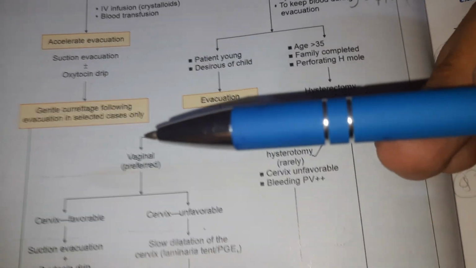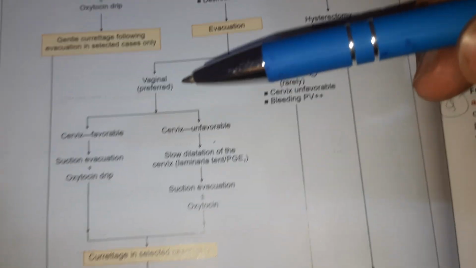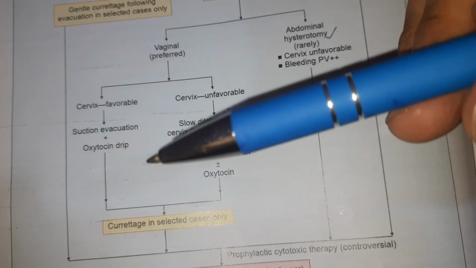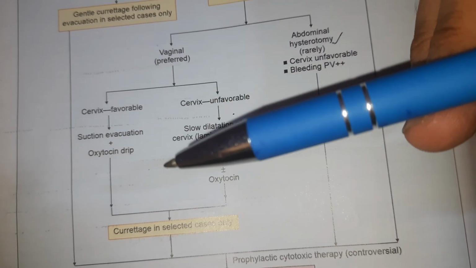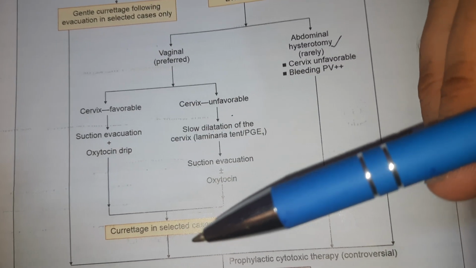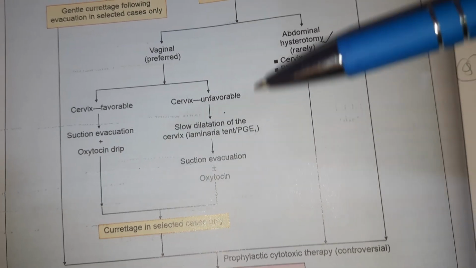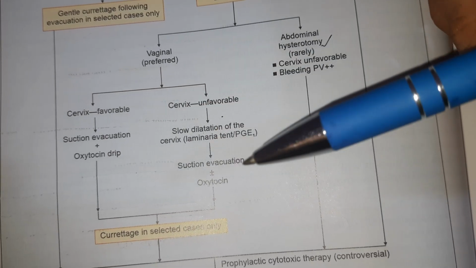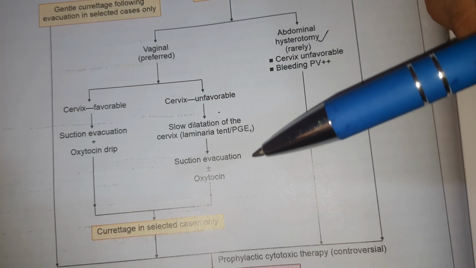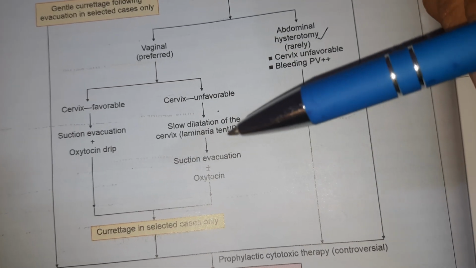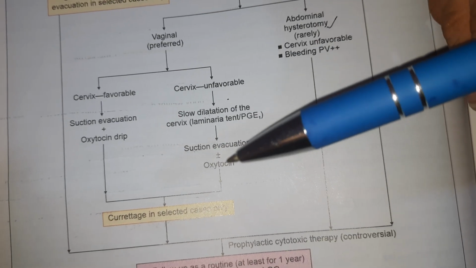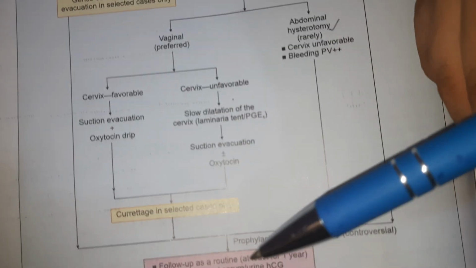We can do the vaginal evacuation, that is preferred. If the cervix is favorable, we have to do suction evacuation plus oxytocin drip and curettage in selected cases only. If the cervix is unfavorable, we have to do slow dilatation of the cervix with laminaria or prostaglandin E1, and suction evacuation with or without oxytocin, and curettage in selected cases.